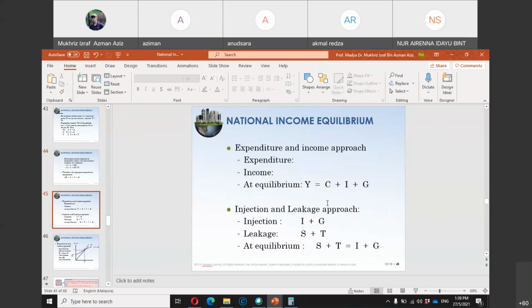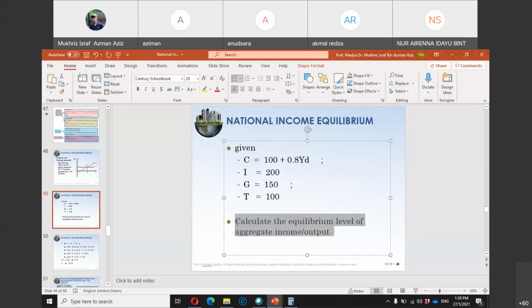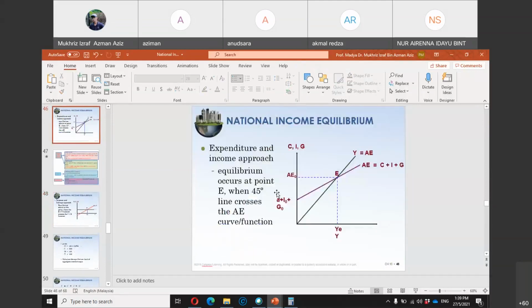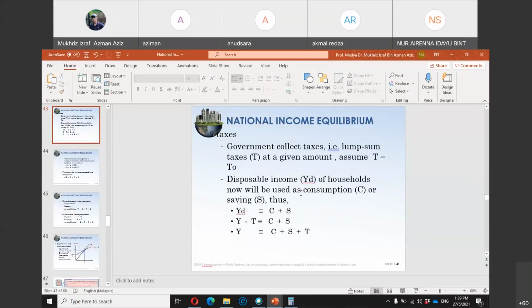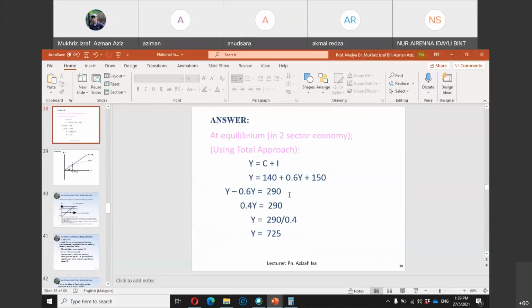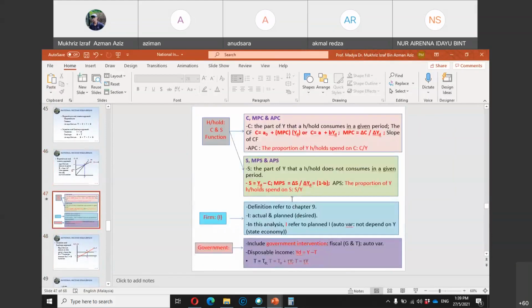So here you can see how that is calculated. Given this simple information, calculate the amount of GDP, the equilibrium output. We know that in a three-sector economy, it will be C plus I plus G, correct? So Y is equal to C plus I plus G. And whenever you have tax, the C function will be C equals A plus BYD.